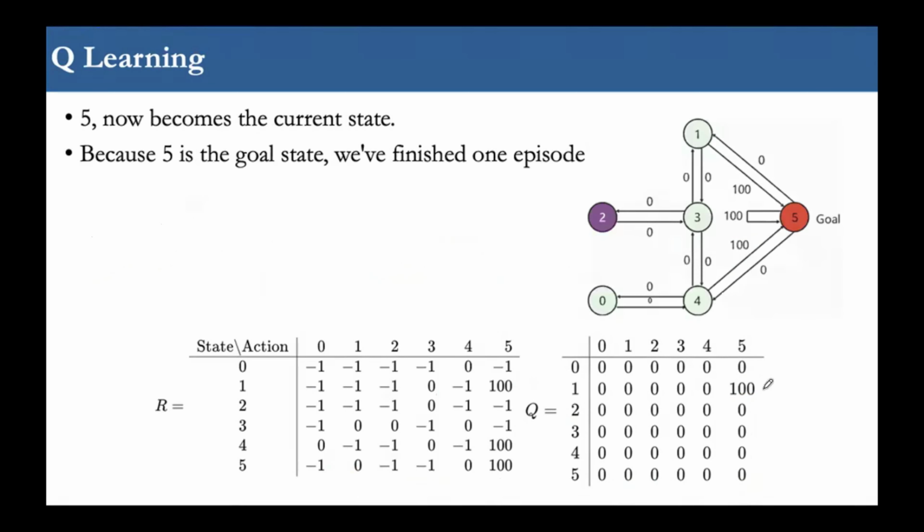Okay, now 5 becomes the current state. So now 5 is the goal state. Okay, 5 becomes the current state and 5 is the goal state. So we have reached it. So that's fine. So where have we started? We started from 1. From 1 we have reached 5.